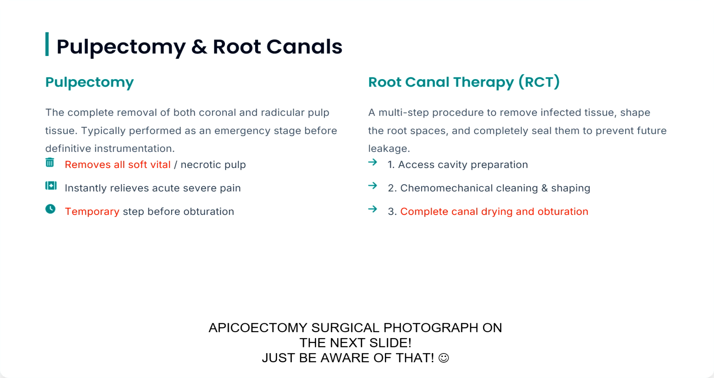All right, so we know root canals, pulpectomy, pulpotomy, direct pulp cap, indirect pulp cap. Cool. Apicoectomy is where they go in, they open up your gums from the outside, they drill a hole to where your root is, and they take out the tip of your tooth. So I put up here, there is a surgical photograph on the next slide, so just be aware of that.